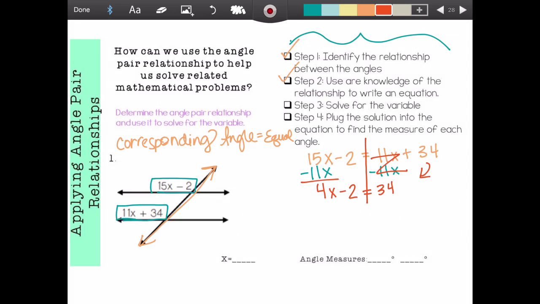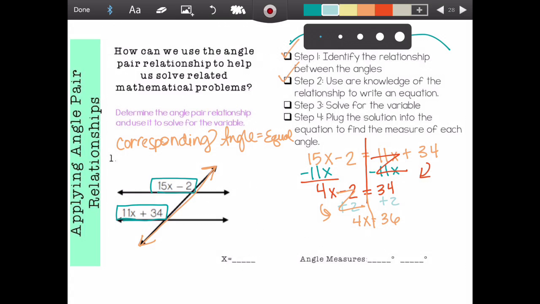Now I'm going to add 2 to both sides, again because my goal is to get x by itself here. And again, I get this 0 here. I'm going to bring down the 4x. 34 plus 2 is 36. Now, I have 4x equals 36. Again, I only want x by itself, and that coefficient, the 4 and the x, are held together by multiplication. So now I'm going to divide by 4. And I get 1 here, so x equals 9.